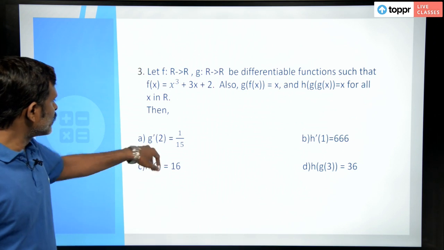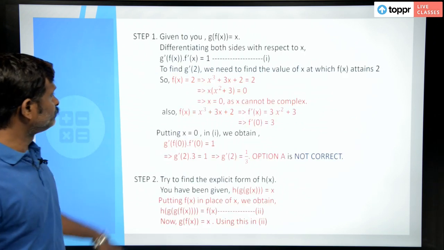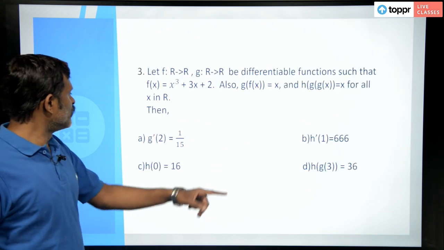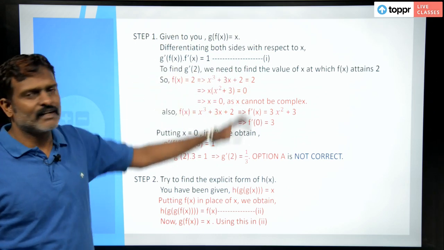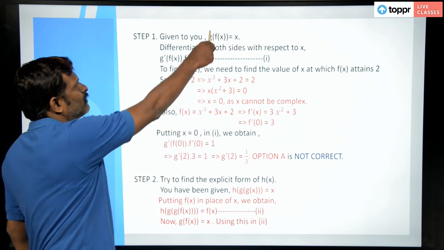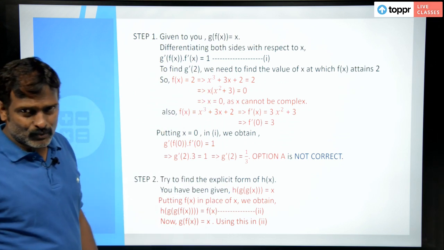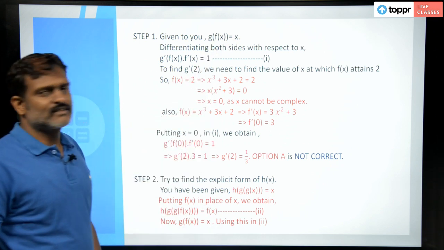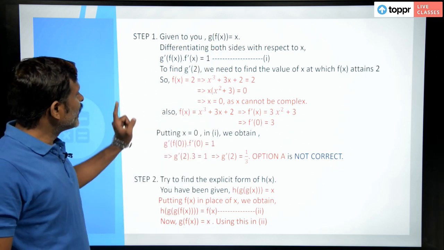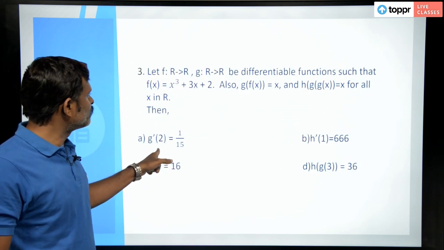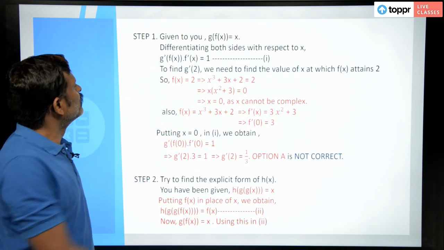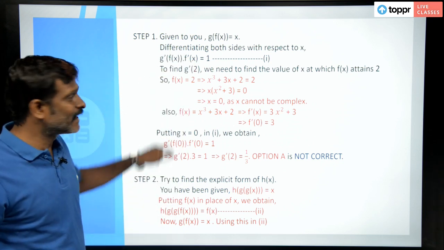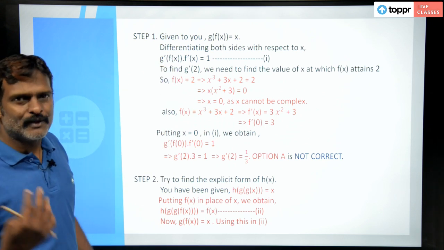So, for g dash of 2, let us see. g of f of x is equal to x is given to us and we want g dash. So, I am differentiating it on both sides with respect to x. What do I get? g dash of f of x into f dash of x, using the chain rule, is equal to the differentiation of x, which is 1. Now, I want g dash of 2. What should I do? g dash of 2 means what? My f of x must be equal to 2, right, then only I get g dash of 2 here. I can substitute 2 here, which means the f of x value should be 2.